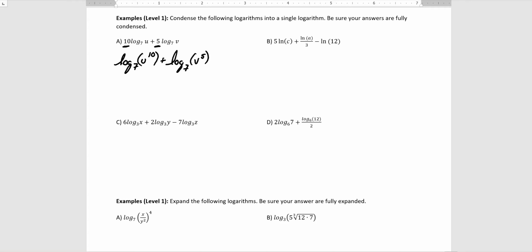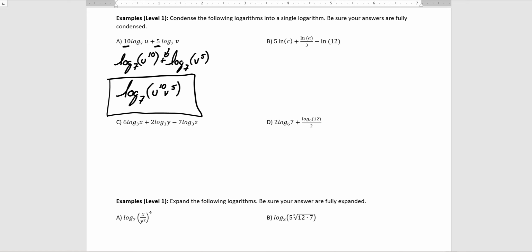All right. Now notice I'm adding. Well, if I'm adding logarithms, that means I can be multiplying in the argument. So I'm going to have log base 7 of u to the 10th times v to the 5th. And now I'm done. I can tell I'm done because I only have one logarithm and everything's simplified in that argument. There we go. Let's look at letter B as well.